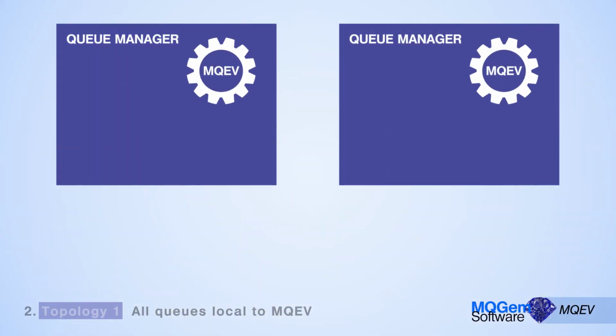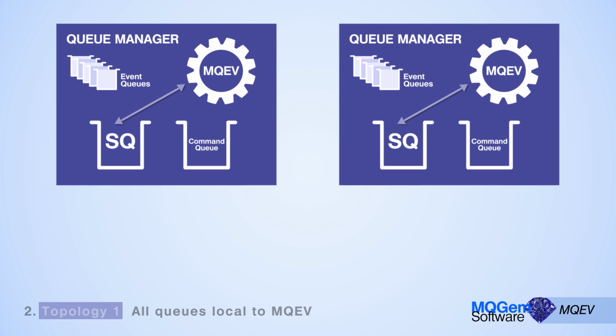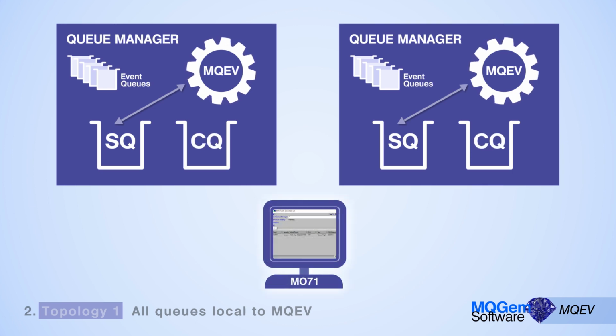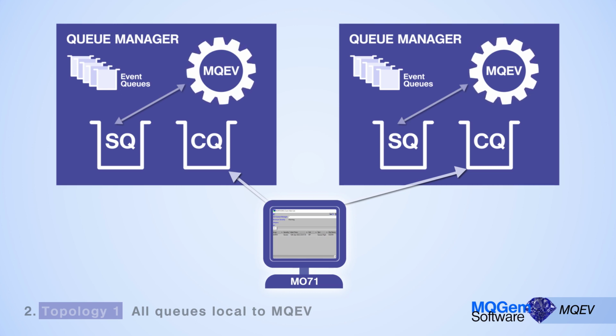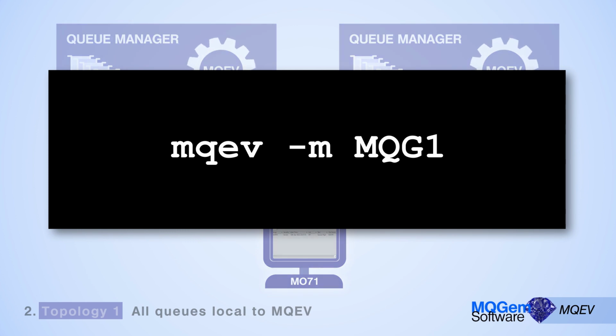The ideal approach is to use a local connection for access to all the queues involved. In this topology, MQEV runs as a locally bound application on the same machine as the queue manager being monitored. The event queues and the state queue are hosted on the same queue manager. Commands are sent to MQEV via the command queue by administrative tools such as MQSCX and MO71. These tools may be connected either locally or over a client connection. To run the MQEV program in this way, issue a command of the following format, where MQG1 is the monitored queue manager.